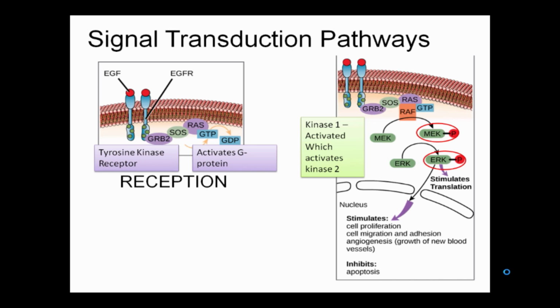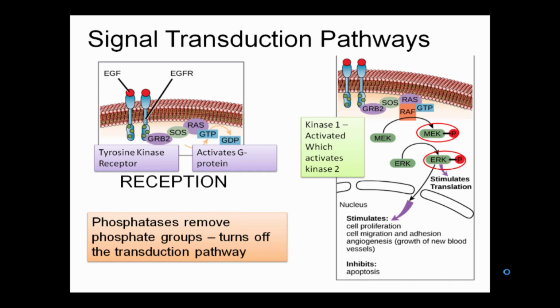There can be many more kinase enzymes. So kinase 2 could activate kinase 3 by phosphorylating it. And then kinase 3 could then go activate kinase 4 until we get a specific response. We may stimulate something or we're going to inhibit something. So this particular pathway is going to be for cell proliferation, cell migration and adhesion, angiogenesis. So this is a particular cancer pathway because it's going to inhibit apoptosis.